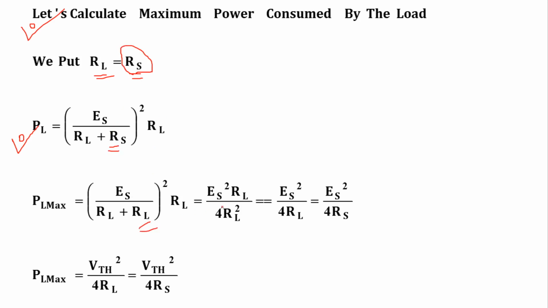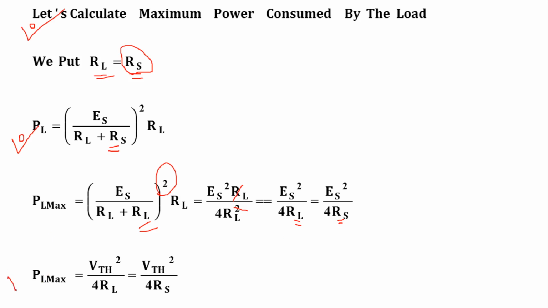So simplification becomes ES square into RL. This RL plus RL becomes 2RL, and the square of 2RL is equal to 4RL square. So one RL will get cancelled. So the equation becomes ES square upon 4RL. If you put RL equal to RS, then it becomes ES square upon 4 into RS.